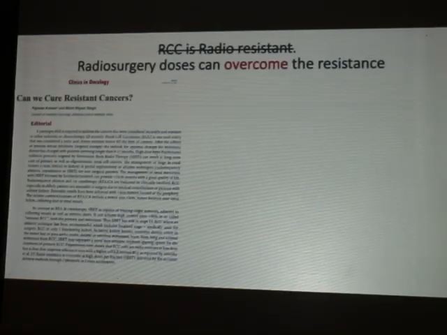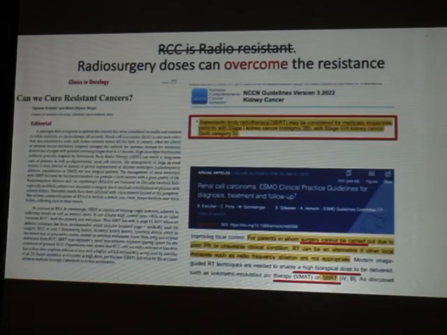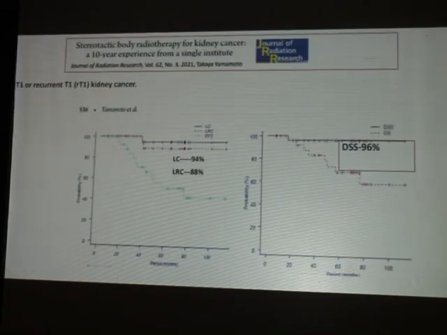I will skip this. Very interesting is kidney cancer. Kidney cancer was thought to be radio resistant, but it is resistant to normal radiation, not to radiosurgery. Radiosurgery can overcome the resistance. This is one of the editorials which we published. Look at the 10-year outcome of kidney cancers in patients who are medically inoperable. This is Japanese data, not Chinese data. This is Japan data, 10 years of experience.